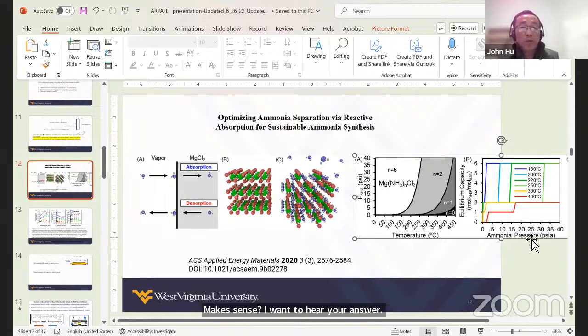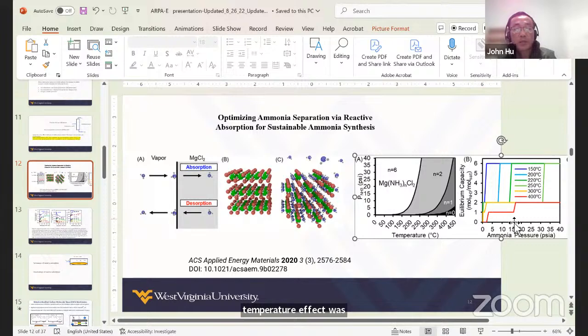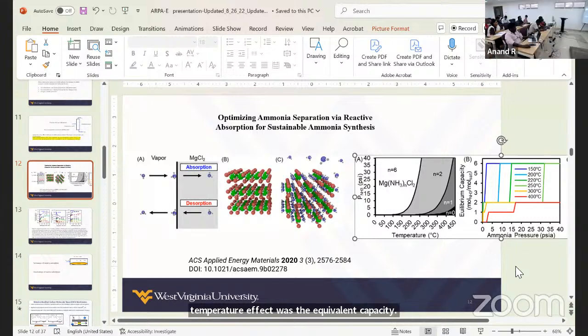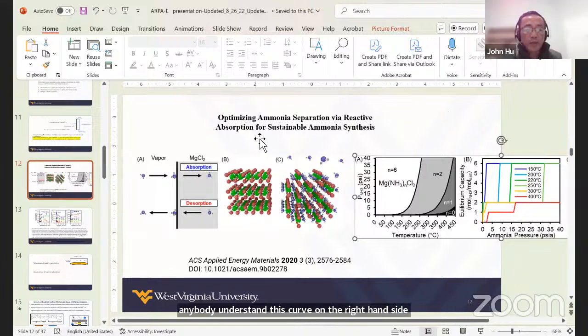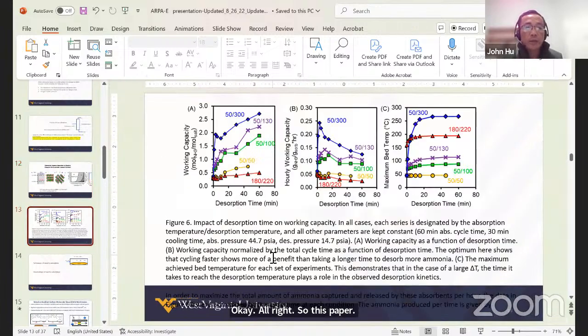This is a very important curve. We actually obtain this data. We use this for our simulation. This is basically pressure temperature effect versus the equilibrium capacity. Anybody understand this curve on the right hand side? Yes, sir. Okay, and also you understand reactive adsorption. All right, it's not just simple adsorption. It's ammonia reacted with the magnesium chloride. Okay, all right. So this is from this paper, and then let's go to next.